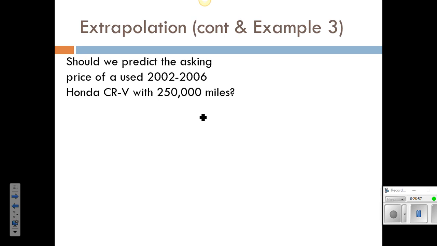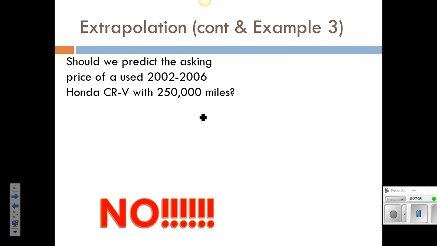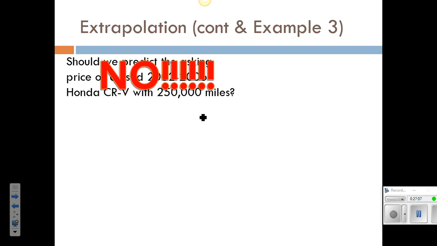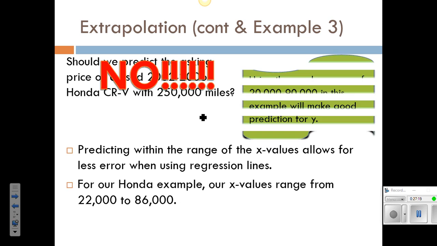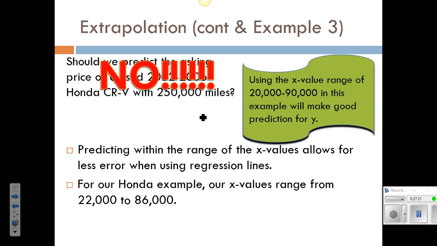Should we predict the asking price when we have 250,000 miles? Yes? No? No! No, you shouldn't. Why no? It's outside of our range. Because predicting within the range of xi's allows for less error. So we should definitely keep to values that are close to the range of 22,000 to 86,000.